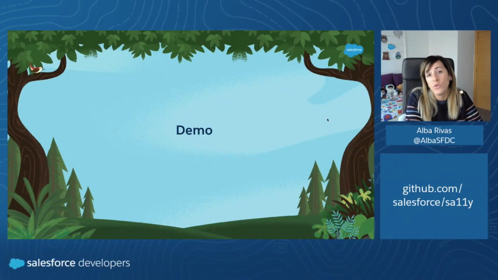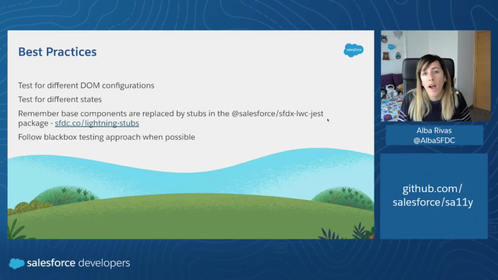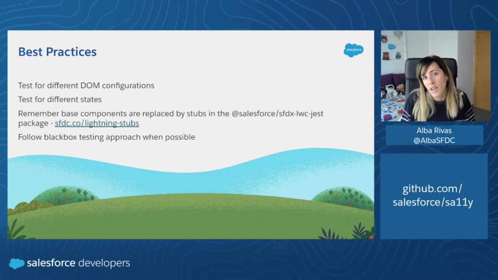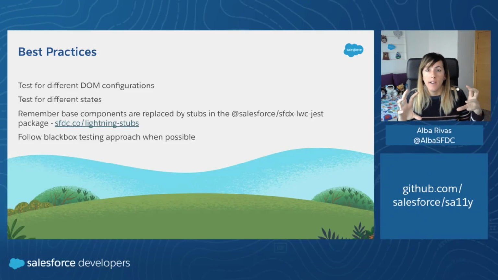Great. So I hope that you enjoyed the demo. Now I'm going to give you some best practices to follow while writing accessibility tests. The first one, bear in mind that you need to test for different DOM configurations. In our example, we just had a section that could be open or closed, but it may happen that you have a component with many sections, and that depending on some properties, the component may be showing some of the sections, and depending on the different properties, it may be showing other different sections in it.